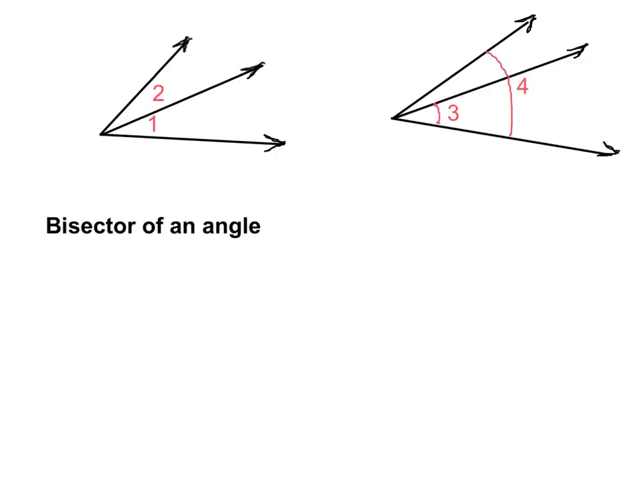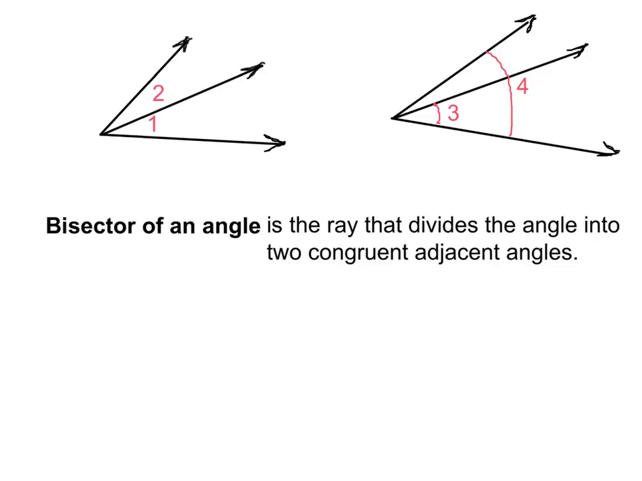Finally, we have bisector of an angle. This is the ray that divides the angle into two congruent adjacent angles. So bisector of an angle is the ray that divides the angle into two congruent adjacent angles.